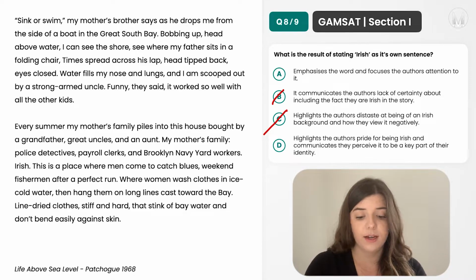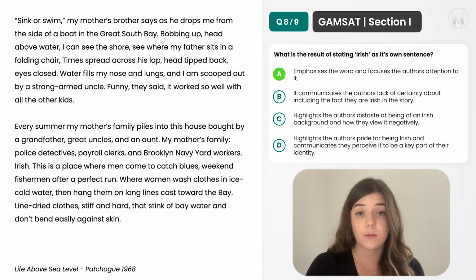Option D highlights the author's pride for being Irish and communicates they perceive it to be a key part of their identity. Again, we don't actually know his emotion or his feelings towards the Irishness, so we can't assume that it's pride. Although perhaps because it's a word just by itself in a sentence, we could maybe assume it would make it a key part of their identity because he's emphasizing it. We can't assume that he is proud of it. So we can rule out option D.